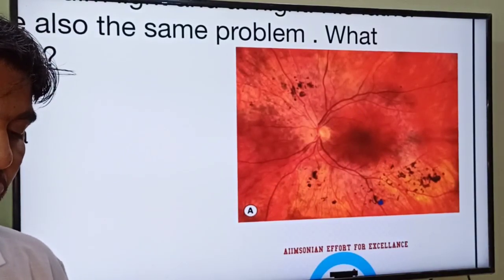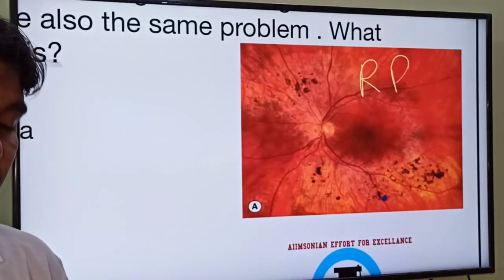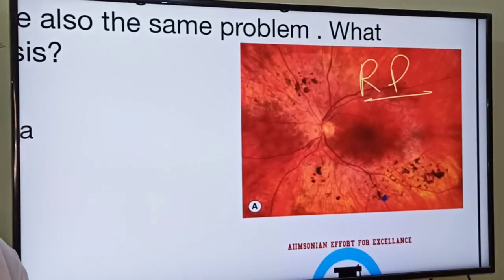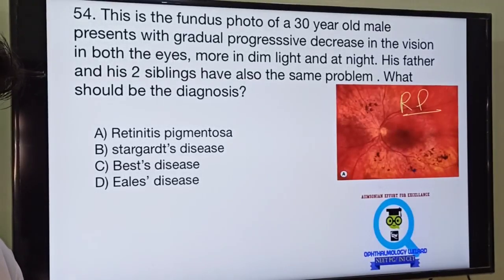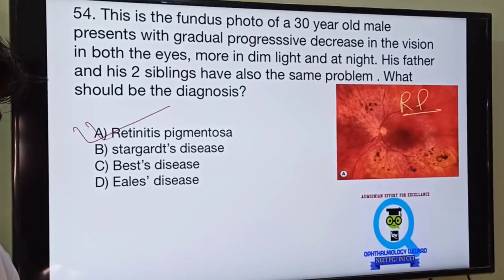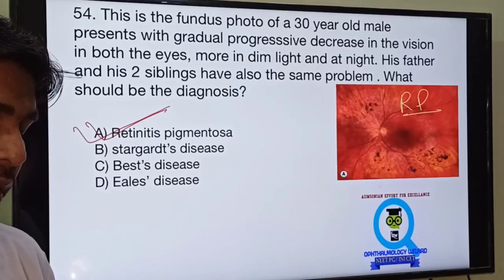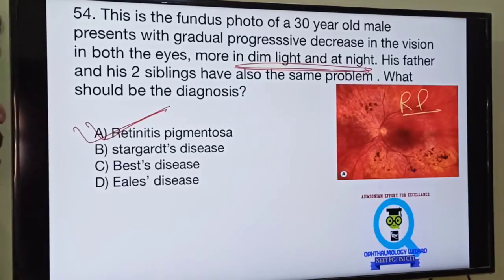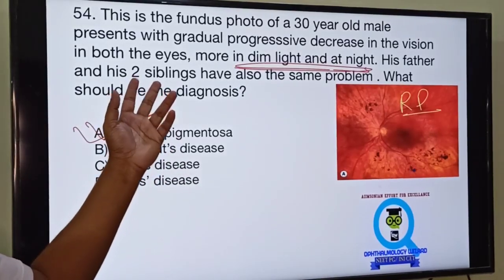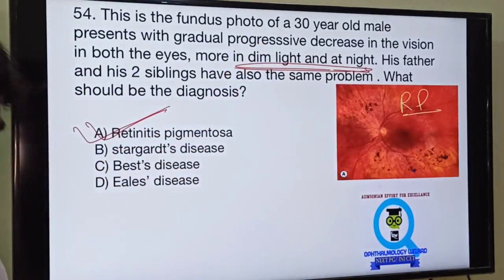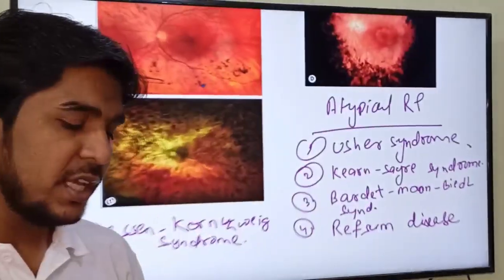So this is typical of retinitis pigmentosa. So the answer will be no doubt retinitis pigmentosa. It is having the night blindness, it is having the same hereditary basis and the progressive decrease. Can you see this?